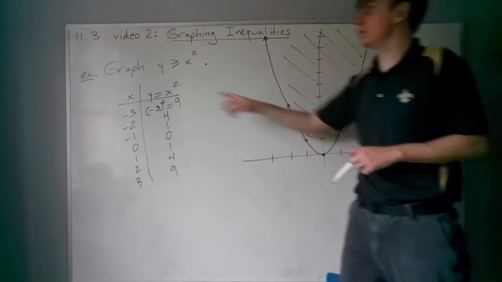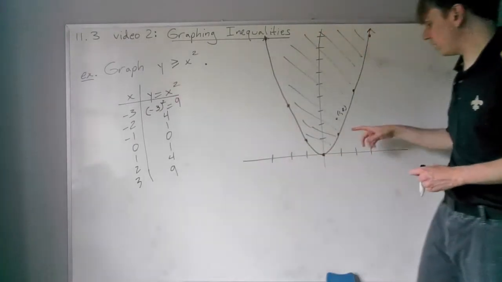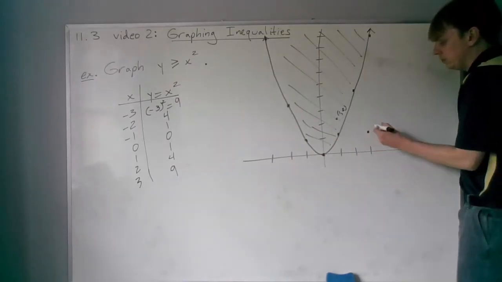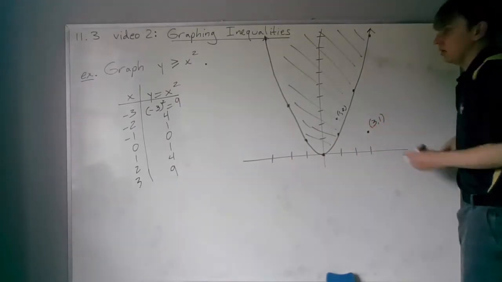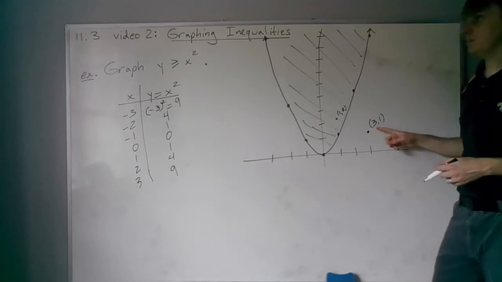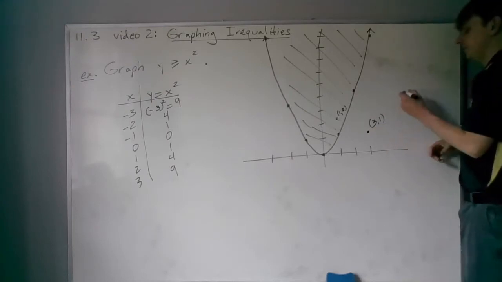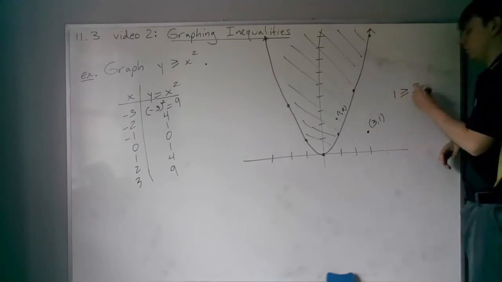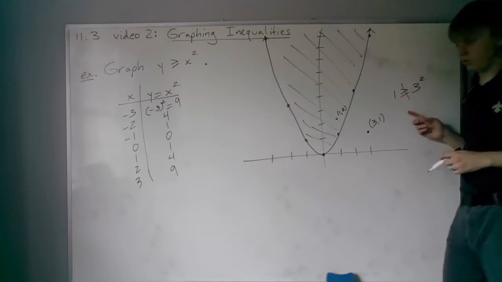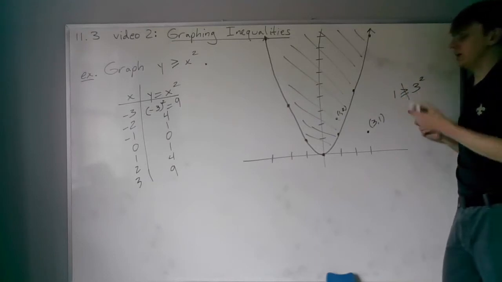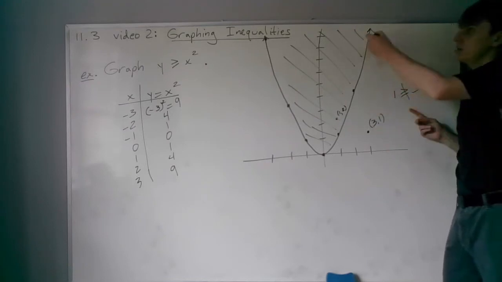So we want our y's to be bigger than x squared. If you try a point over here like 3, 1, you would see that the inequality fails to be true because the y value is not bigger than x squared. It's much lower than x squared, actually.